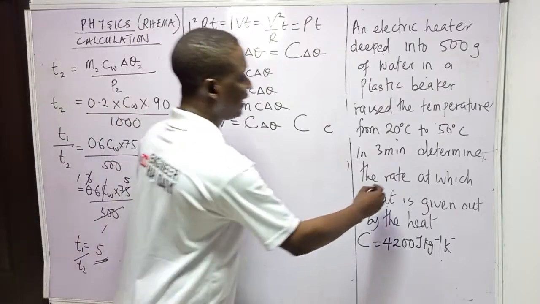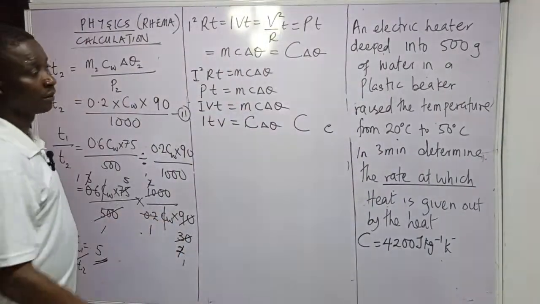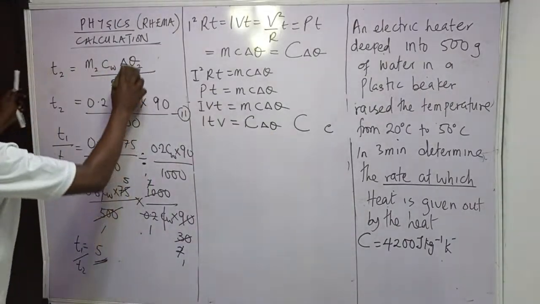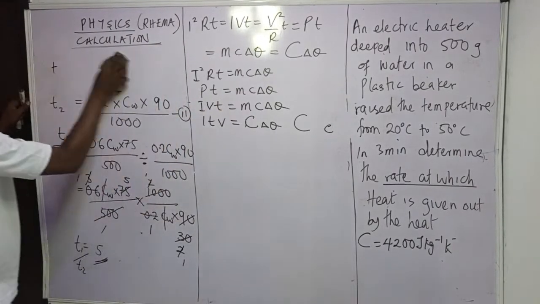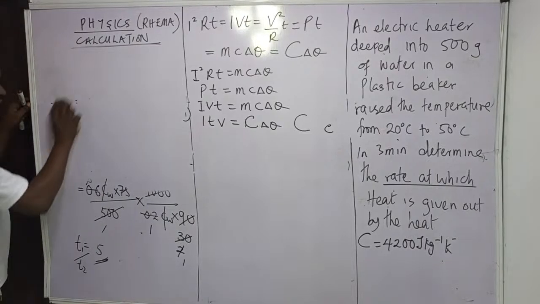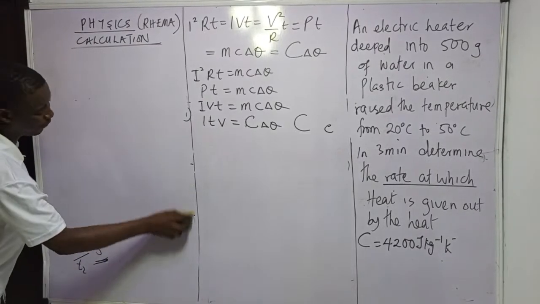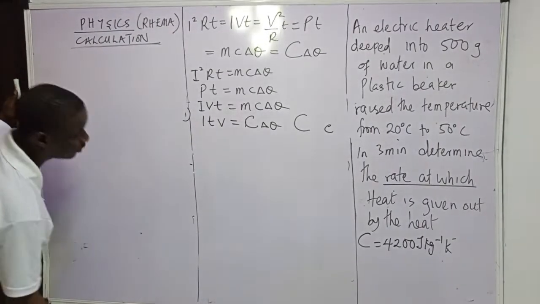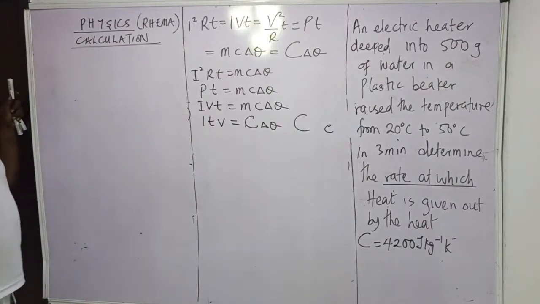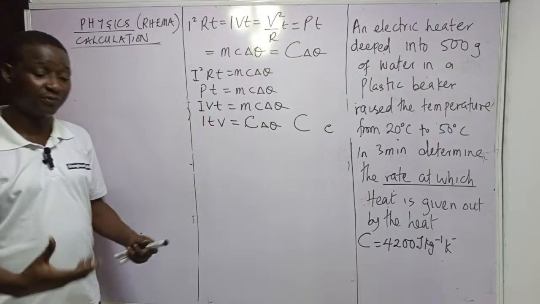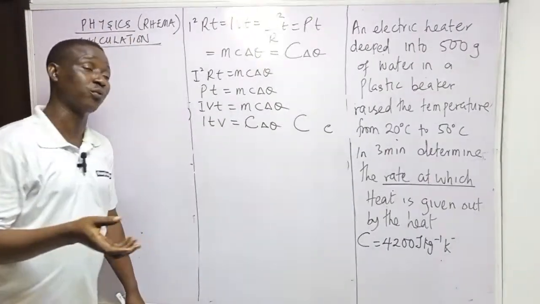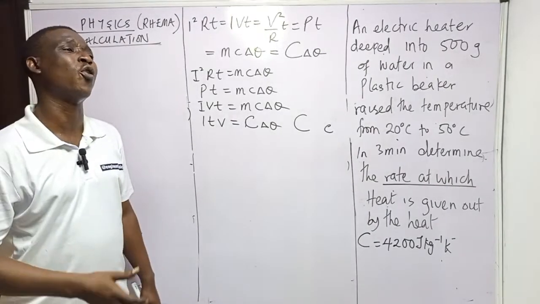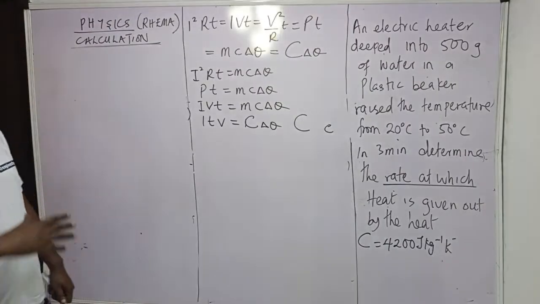Anytime they talk about rate in physics, rate is over time. Don't forget, rate is over time. If I say rate of work, it means work over time. Rate of momentum means momentum over time, which is force. Rate of displacement means displacement over time. Rate of velocity means velocity over time. The rate of volume is flow rate, and so forth.